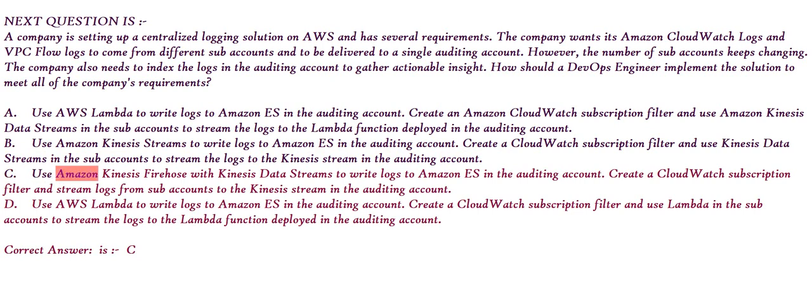C. Use Amazon Kinesis Firehose with Kinesis data streams to write logs to Amazon ES in the auditing account. Create a CloudWatch subscription filter and stream logs from sub-accounts to the Kinesis stream in the auditing account. D. Use AWS Lambda to write logs to Amazon ES in the auditing account. Create a CloudWatch subscription filter and use Lambda in the sub-accounts to stream the logs to the Lambda function deployed in the auditing account. Correct answer is C.